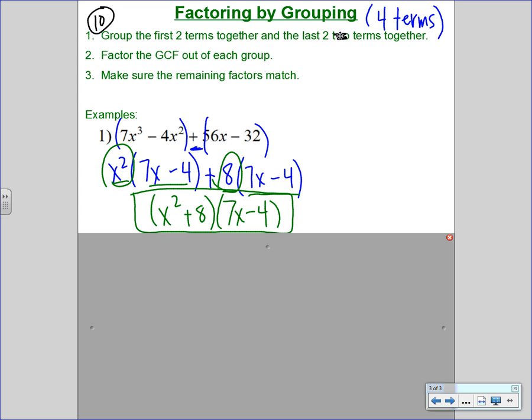If they're not matching, then you need to maybe switch some things around until they match. But most of the time, if it's factorable, then it will match. Okay?